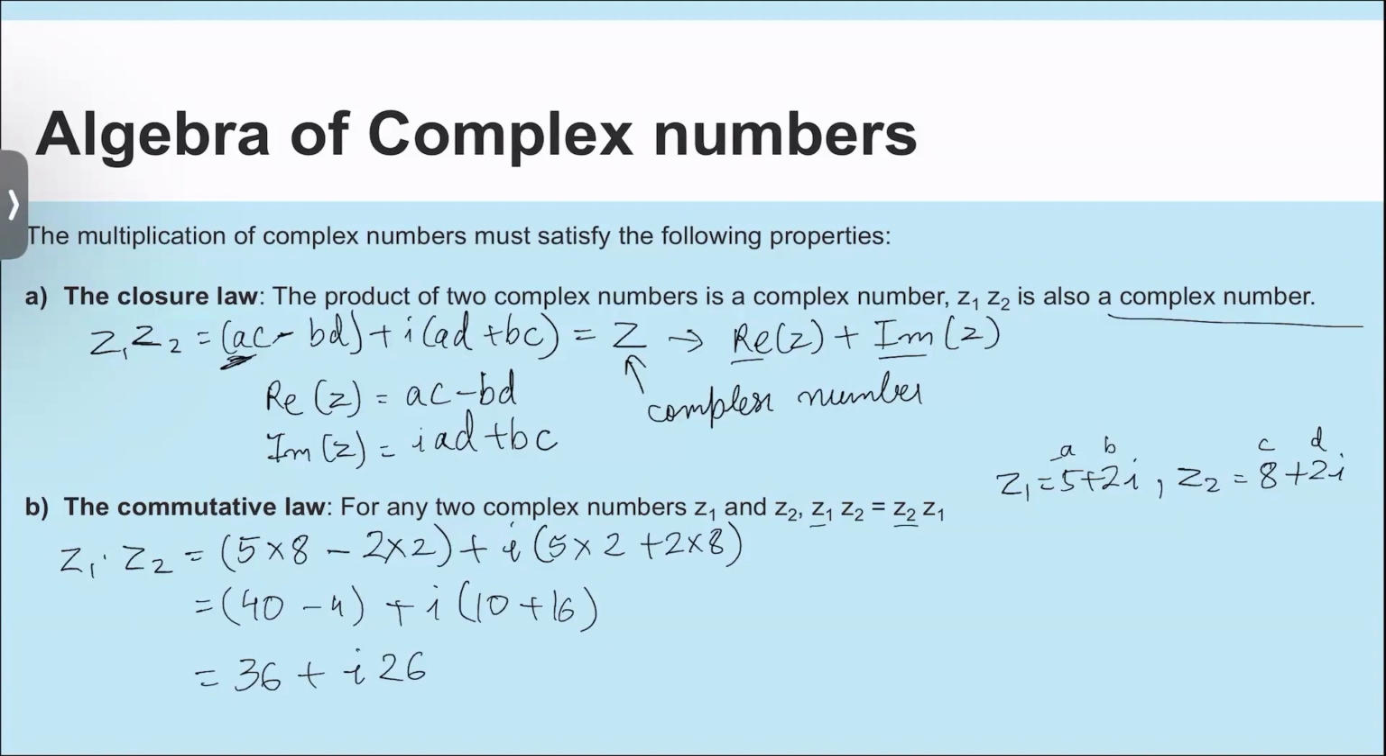Now let us solve the right hand side of this statement, so we get Z2 multiplied by Z1. Similarly, in the general form, you can substitute the same components because they don't really change. Over here again, you put 8 into 5 minus 2 into 2 plus i, and then you have AD, so 2 into 5, plus BC.